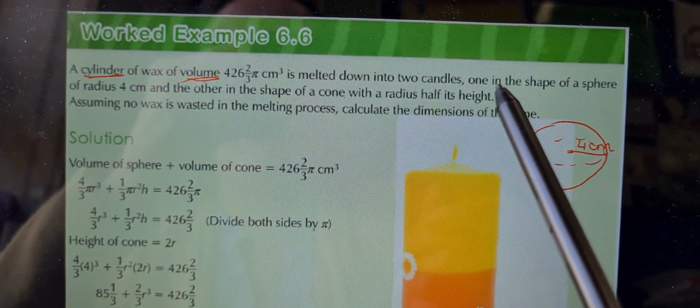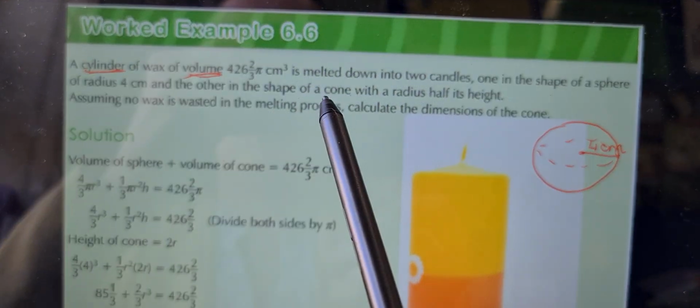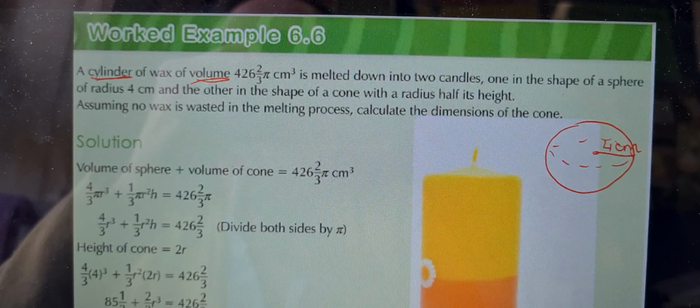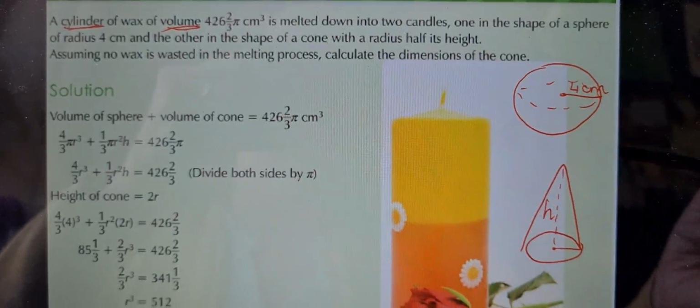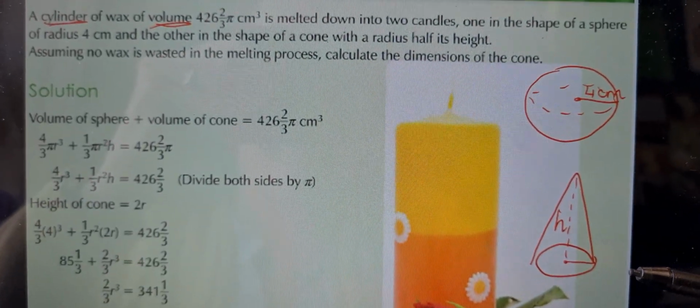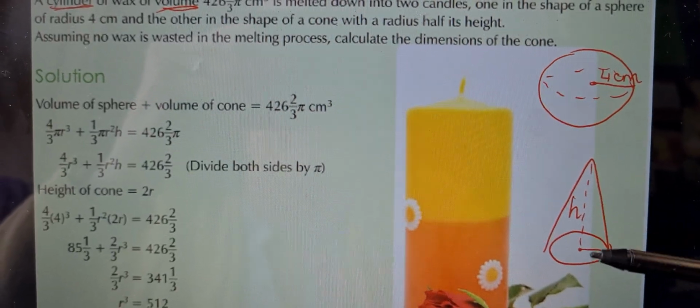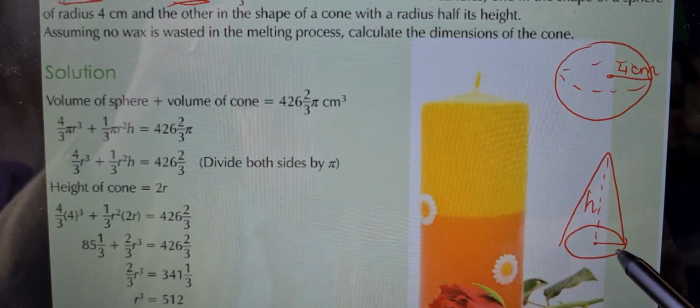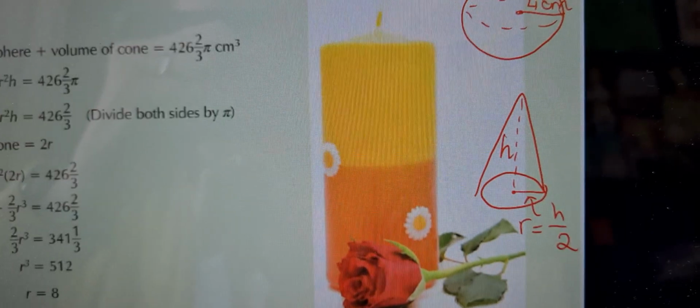The other candle is in the shape of a cone with a radius that is half of its height. Okay, so I'm going to draw that. So there's my cone. It said the radius would be half of the height. So if I call the height h, well then the radius is half of that. So the radius must be a half of h, or you can call it h over 2 if you want.